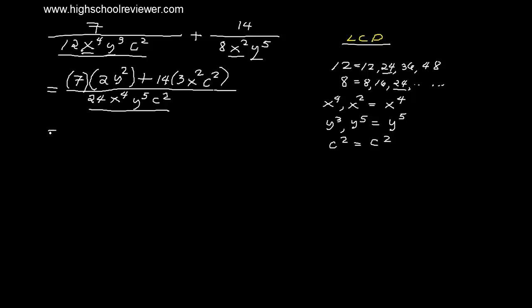And then we are going to perform 7 multiplied by 2. That is 14, multiplied by y squared, so 14y squared, plus 14 multiplied by 3, that is equal to 42, and we have x squared c squared. With the denominator or the LCD, which is 24, x raised to the power of 4, y raised to the power of 5, multiplied by c squared. Now we will factor out those that can be factored out.